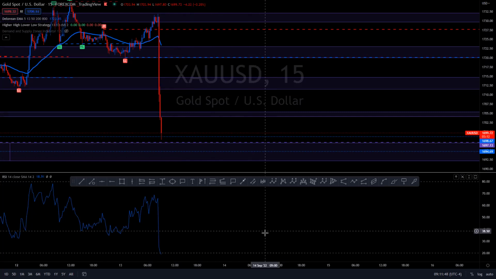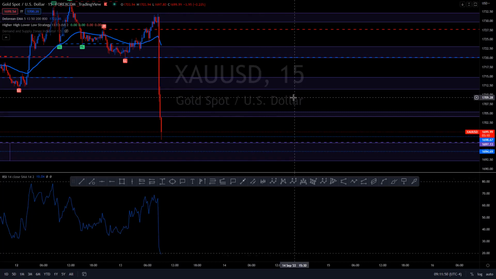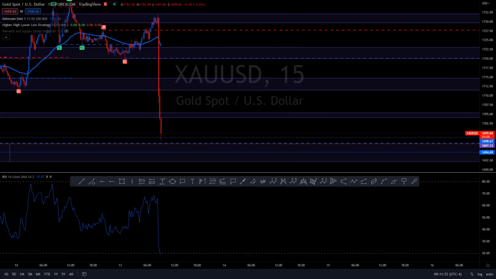We got about 3 minutes before the 9:15 candle closes. So once that closes, then I'm going to plan my risk to reward trade. Be right back.